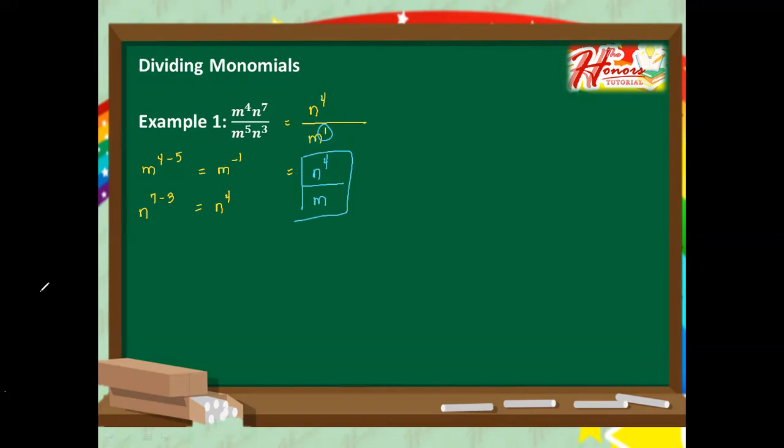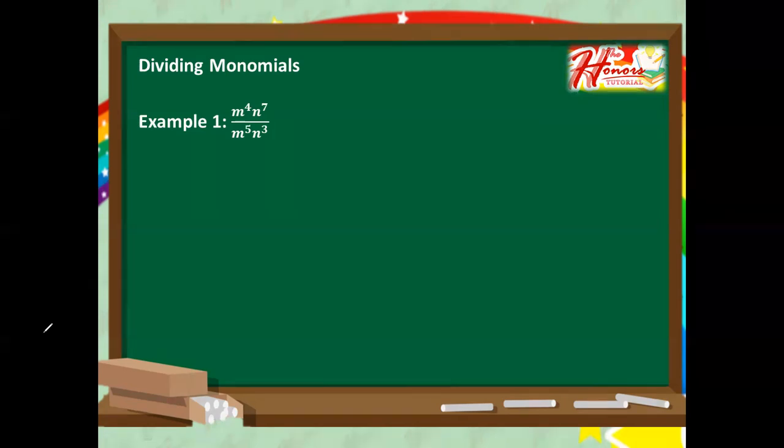Let's have another. For example number 2, the given is negative 12x raised to 8y over 15x raised to 4 y raised to 5. So let's have the numbers first. We have here negative 12 over 15. What I want you to do here is to think of a number that when you divide 12 and 15 by it will give you no remainder. Please don't mind the negative sign first. The number that can divide 12 and 15 is 3.